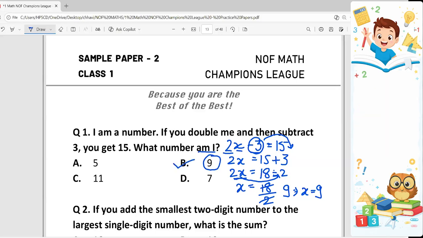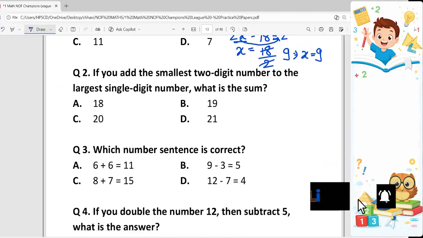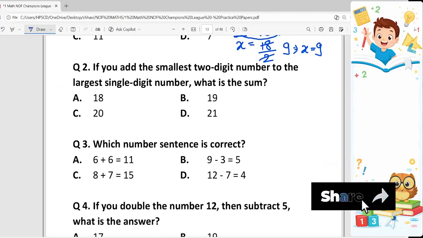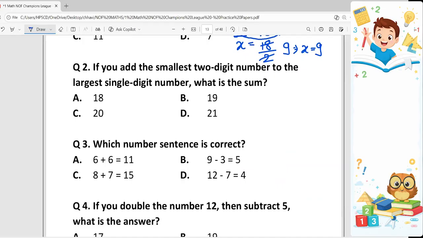Next question. The second question: if you add the smallest 2-digit number to the largest single-digit number, what is the sum? Now we have to find the smallest 2-digit number. So the smallest 2-digit number is 10, because this is the first number in 2-digit, then comes 11, 12, 13, 14. Those are higher than this.